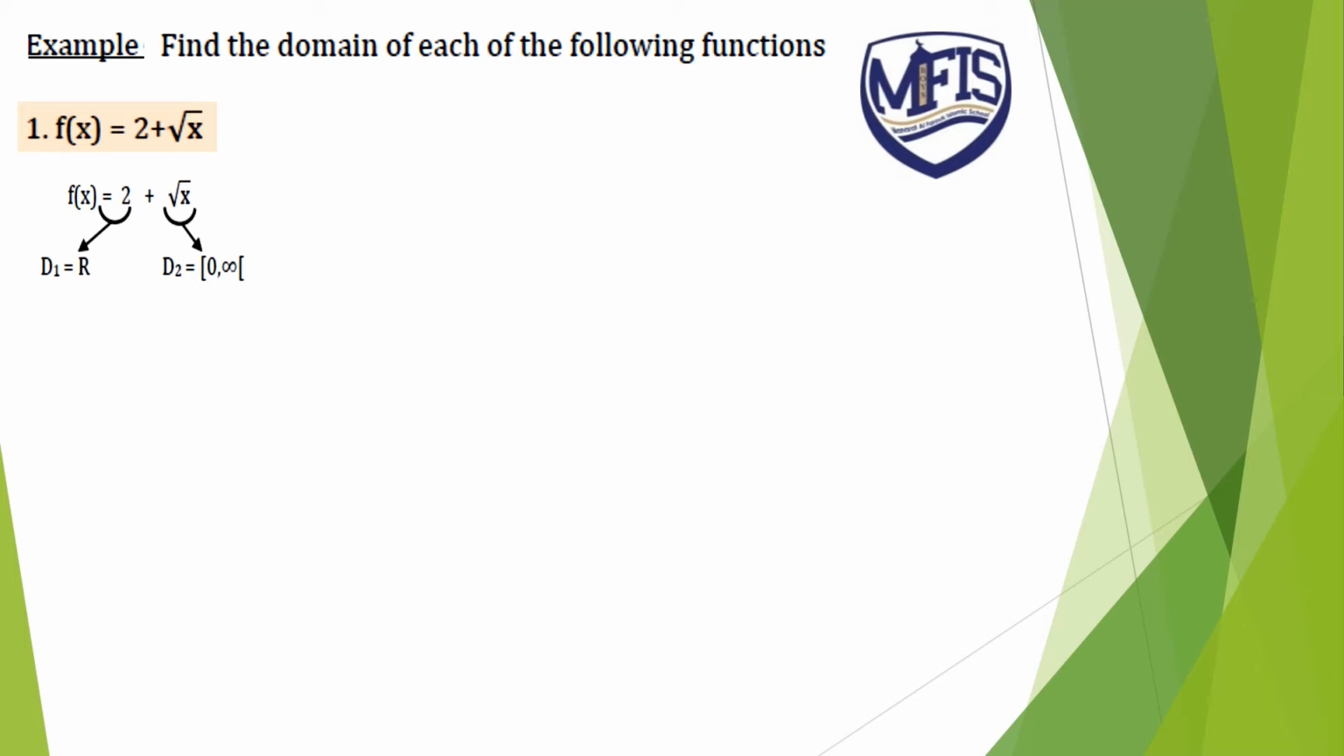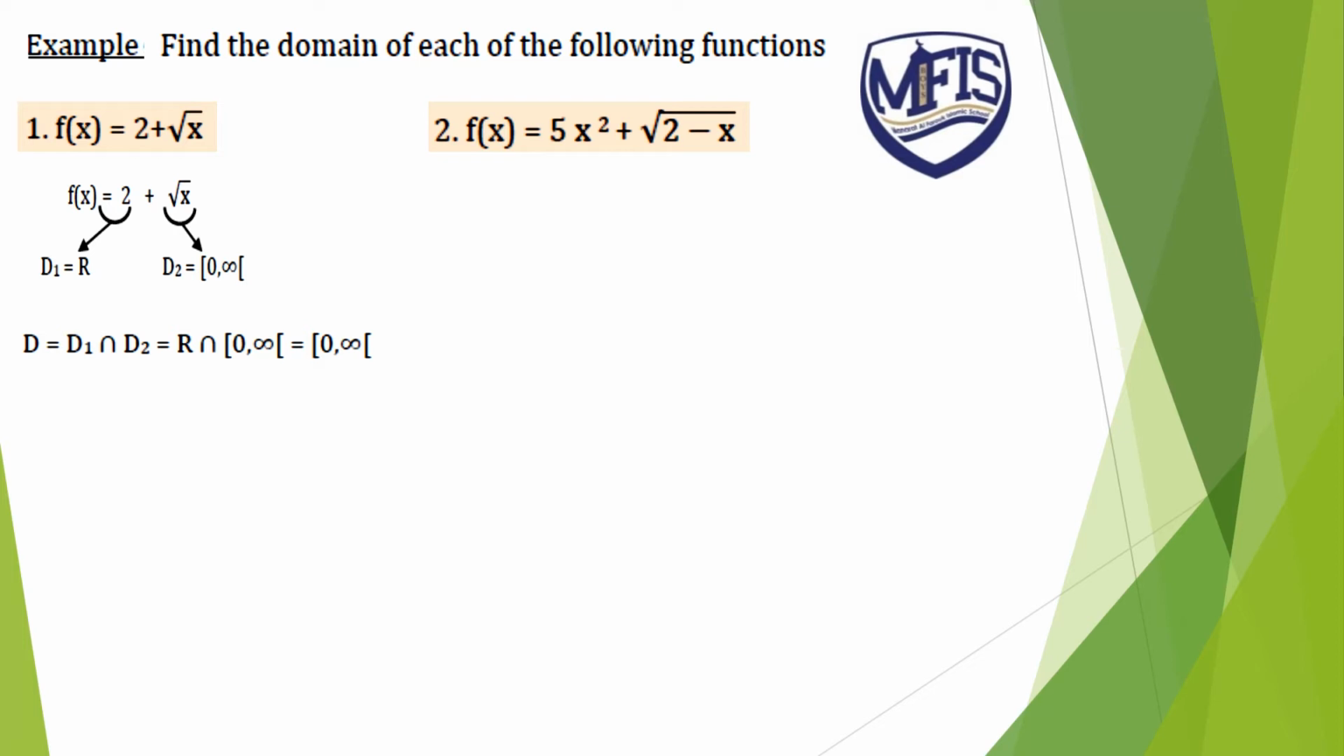This function is formed from two rules or two operations: 2 plus root x. The domain of 2 is R because this is a constant function. The domain of root x is from 0 closed to infinity, because we get x greater than or equal to 0. The intersection between the two domains, R intersection 0 to infinity, equals 0 to infinity.